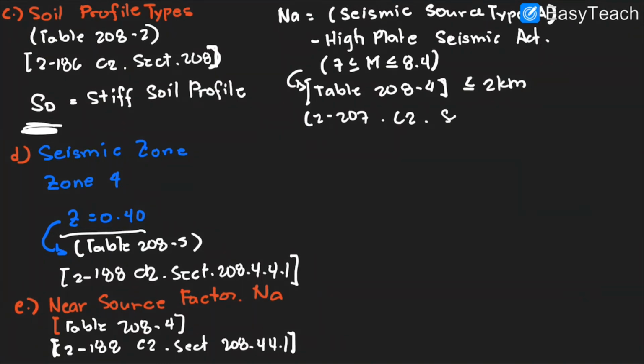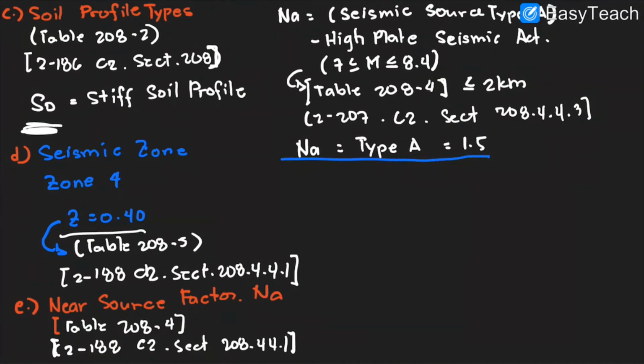section 208.4.4.3. So, N_a, type A, near source factor, less than or equal to 2 kilometers, has a value of 1.5. Based din sa importance factor na 1.5. So, tabi natin yan. Ito yung ating N_a.